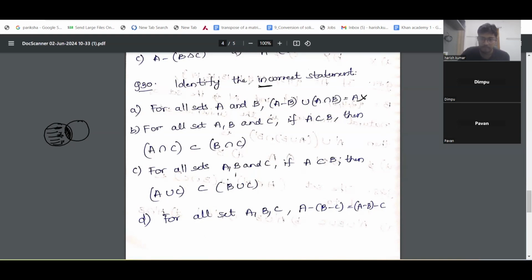Understood? Yes, sir. Okay. Second, for all sets A, B, and C, if A is a subset of B, that means all elements of A are contained in B, right? Then A intersection C will be a subset of B intersection C. Can we say this? Yes, sir. How?